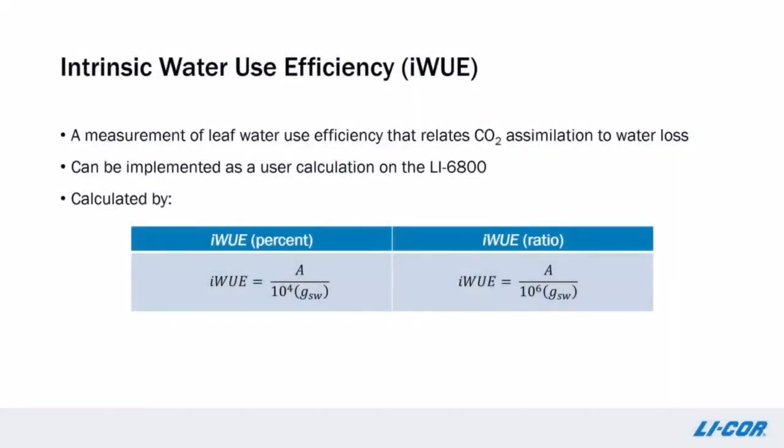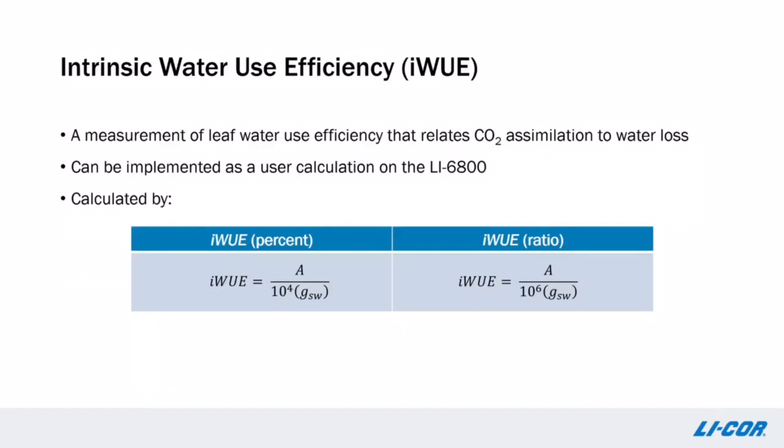First, a brief note about intrinsic water use efficiency. Intrinsic water use efficiency is a way to relate carbon gain to water loss through transpiration. For gas exchange measurements, intrinsic water use efficiency is the preferred way of doing this, and it is calculated by dividing leaf CO2 assimilation by stomatal conductance to water vapor. The scaling factor of 10,000 or 1 million is used to ensure unit consistency between assimilation and stomatal conductance to water vapor. 10,000 is used when intrinsic water use efficiency is expressed on a percent basis, and 1 million is used when it's expressed as a direct ratio.